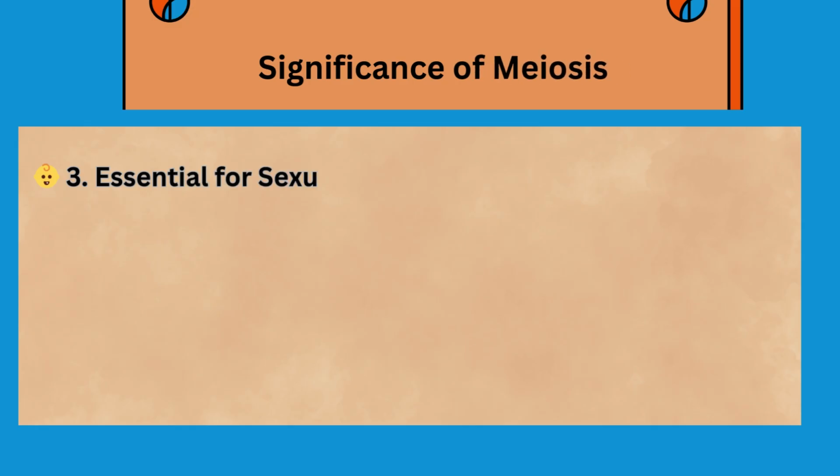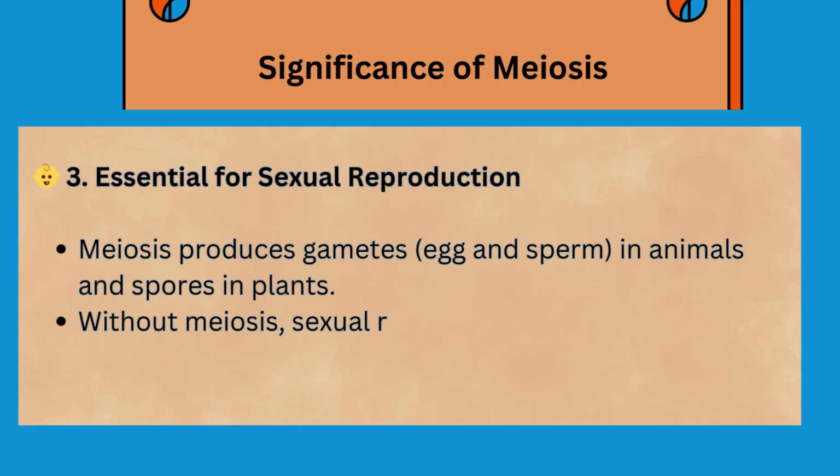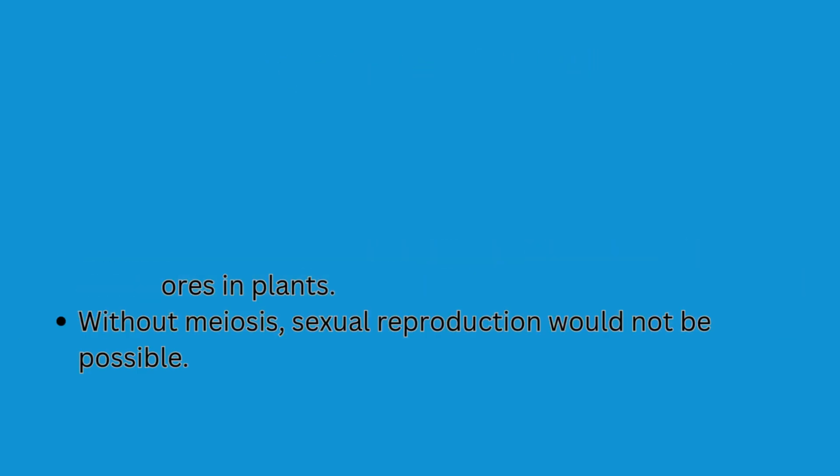Meiosis is also essential for sexual reproduction because it produces gametes, egg and sperm in animals and spores in plants. Without meiosis, sexual reproduction would not be possible.